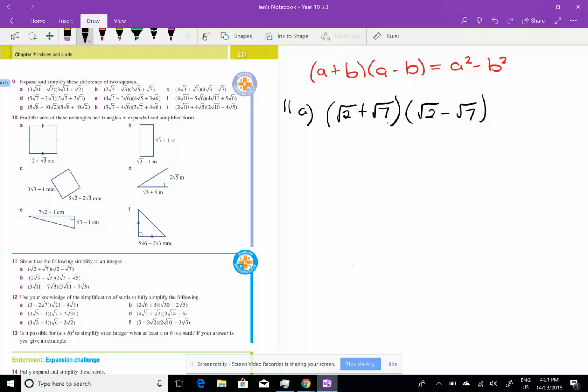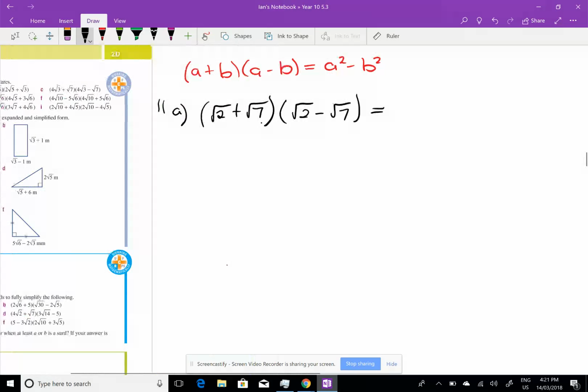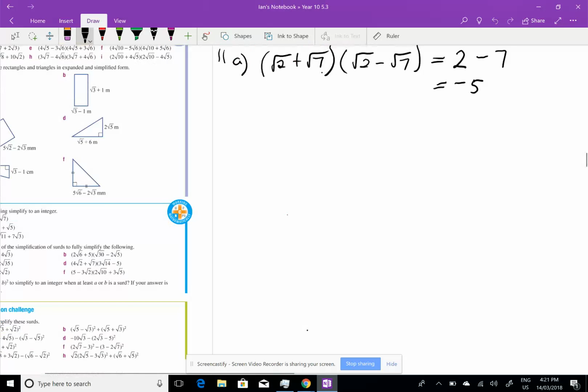Excuse me. So what do we got here? Well, all we have to do is write this as a difference of two squares. My first thing squared, root 2 squared. Well, root 2 squared is 2. Minus the second thing squared. Well, root 7 squared is 7. And 2 minus 7 is negative 5. Now it's pretty easy.